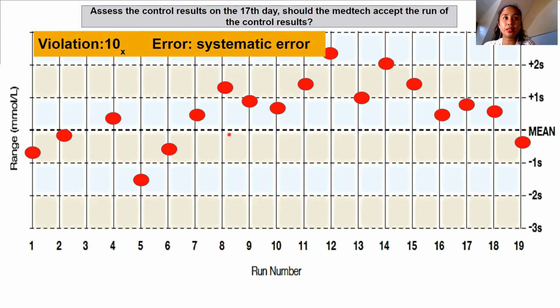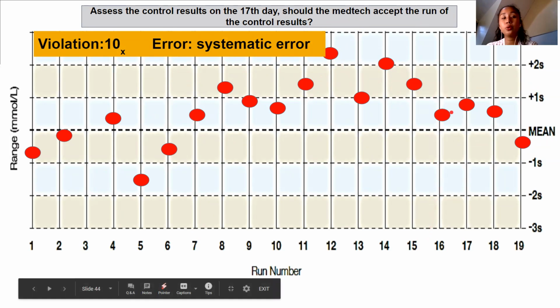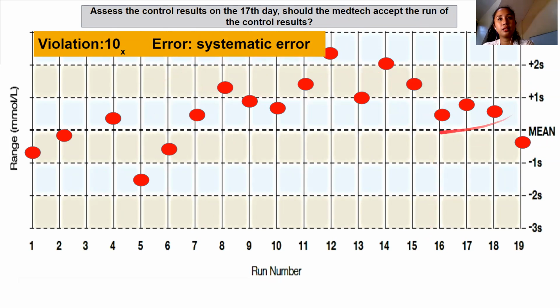So, yan, the last 10. Dapat 10. 1, 2, 3, 4, 5, 6, 7, 8, 9, 10, 11, 12. Actually, 12. So, dapat actually na-detect na to ng 1, 2, 3, 4, 5, 6, 7, 8, 9, 10. Dapat nung day 16 pa lang na-detect na yung error. Ayan, sabi niya, hala, yung control naman natin nasa isang side na lang ng mean. Ayan. So, that's an error.